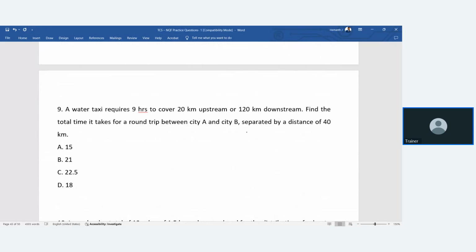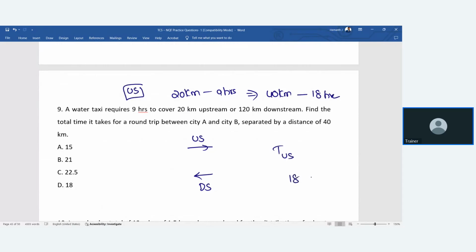You have to go 40 up and 40 down. So, see, it's very simple. 20 kilometers you are going upstream means return will be downstream. Upstream 20 kilometers, 9 hours means 40 kilometers will take 18 hours. So the one way journey upstream is 18 hours. I want an answer more than 18.